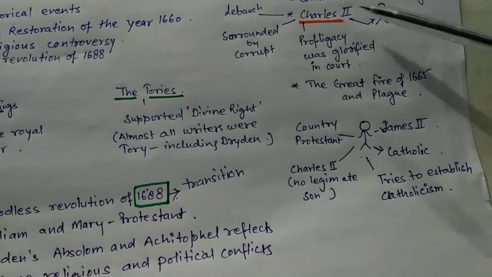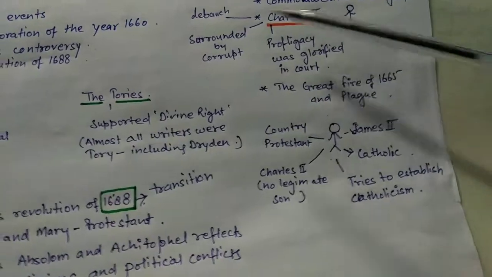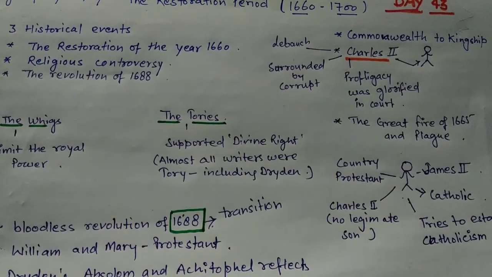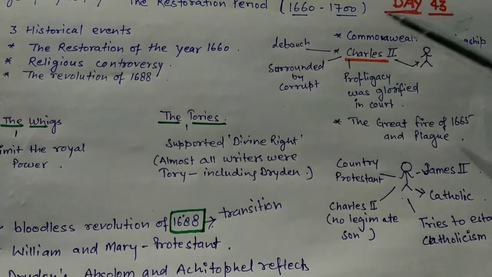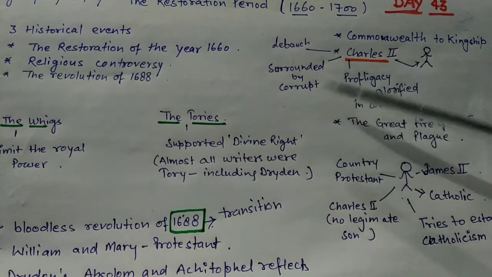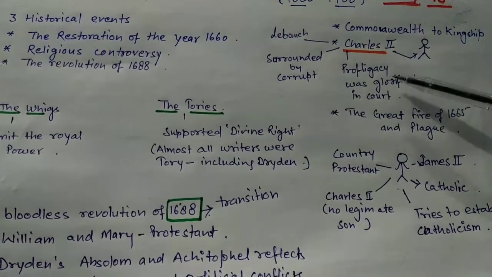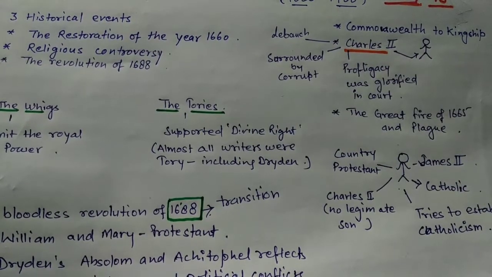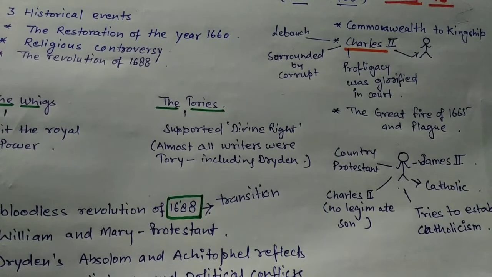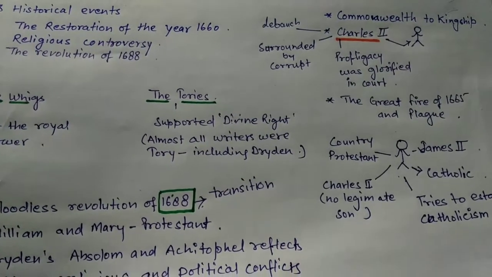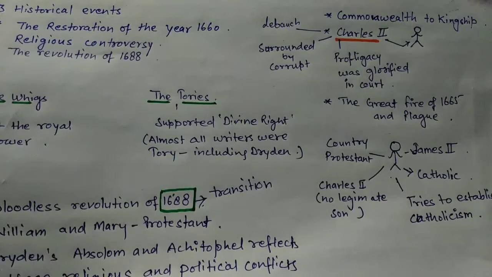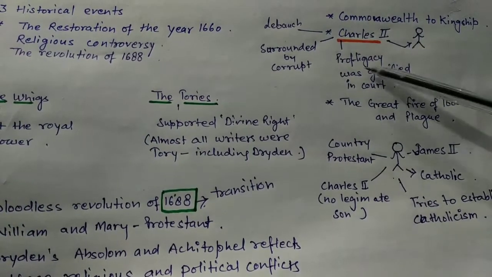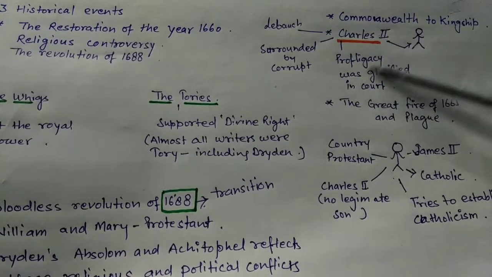So let's come to the story of Charles II. He was a kind of debauched person. He was a bad person. He was always surrounded by mistresses and corrupt people, and in his court at that time profligacy was glorified. People were not talking sense, and they were not creating any meaningful things. So everything was not good all around Charles II.